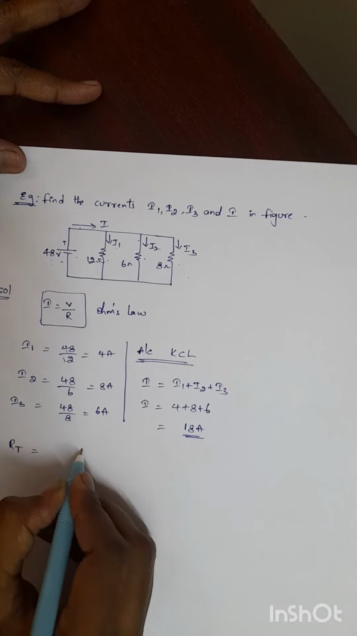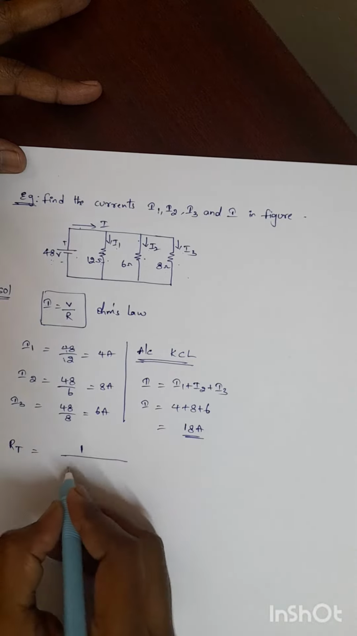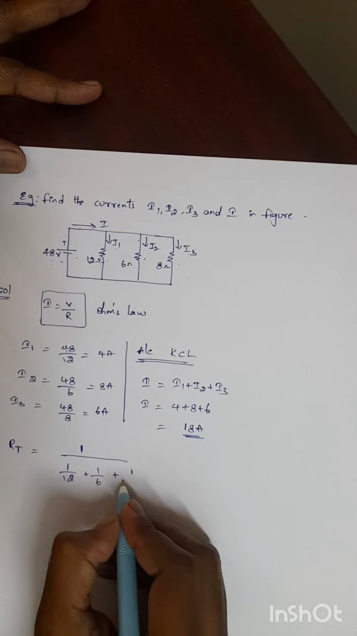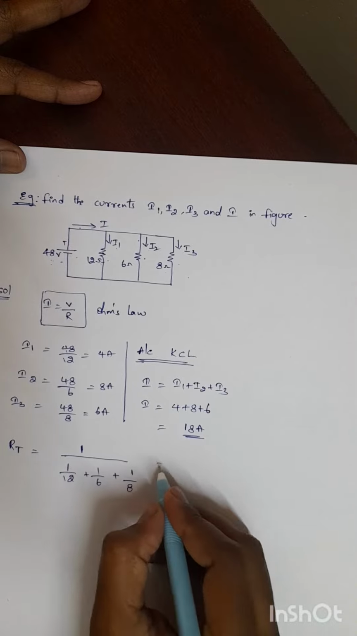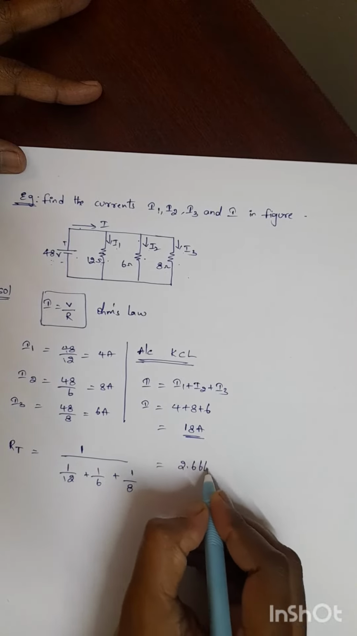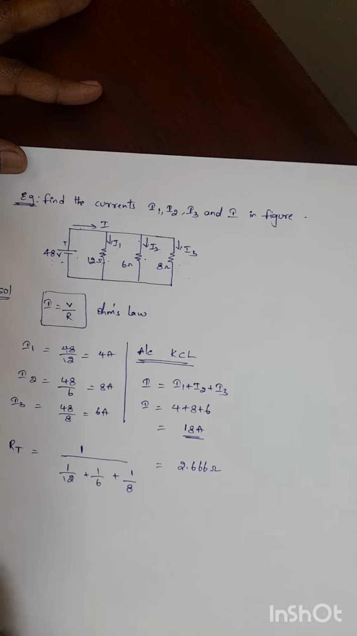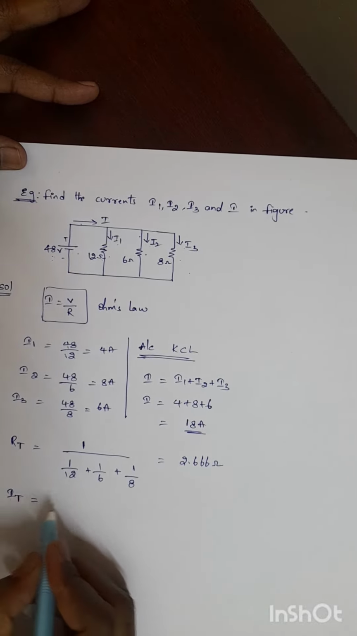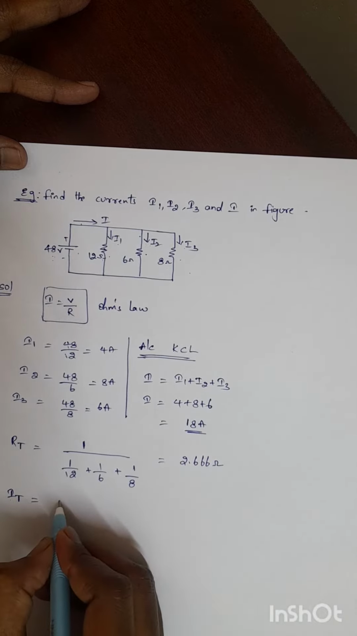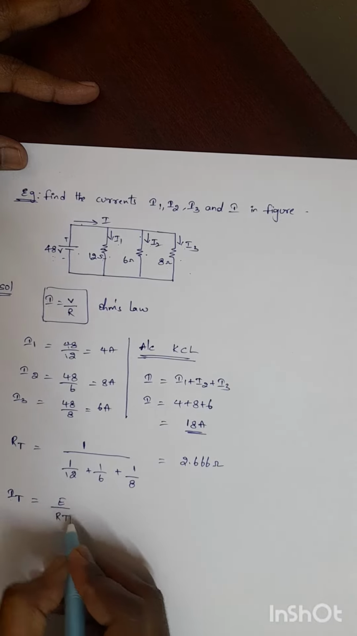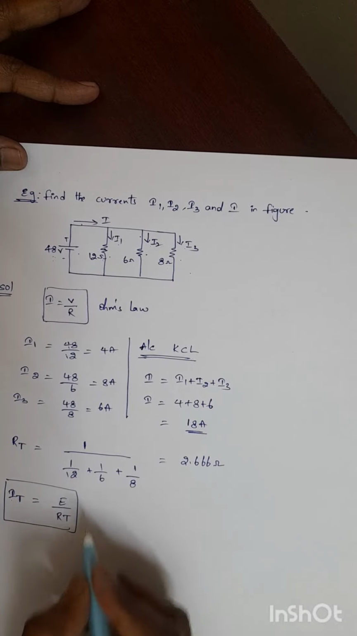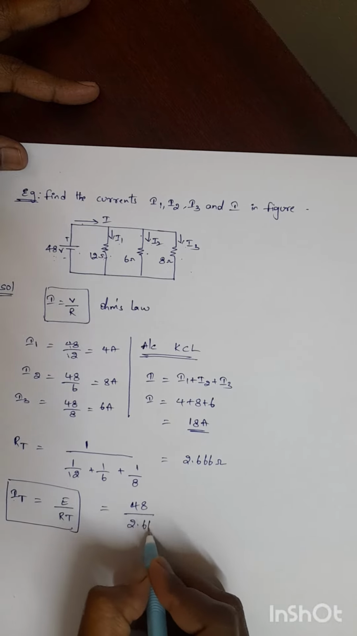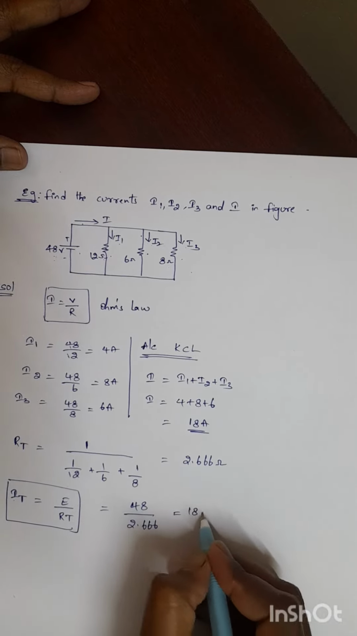We can verify the last result. RT is equal to, since all the resistors are connected in parallel, 1 by 12 plus 1 by 6 plus 1 by 8. You get the solution as 2.666 ohms, and by applying Ohm's law at the last, the total current I is equal to E by RT, that is voltage by the total resistance. That is 48 by 2.666, so you get the answer as 18 amps.